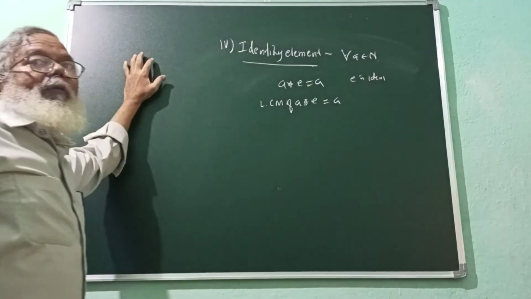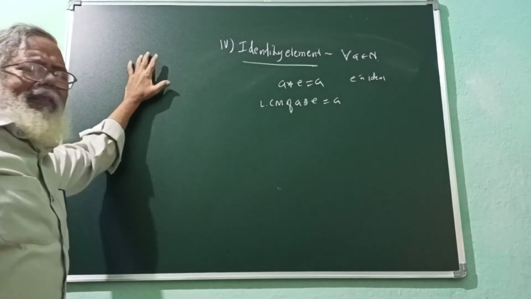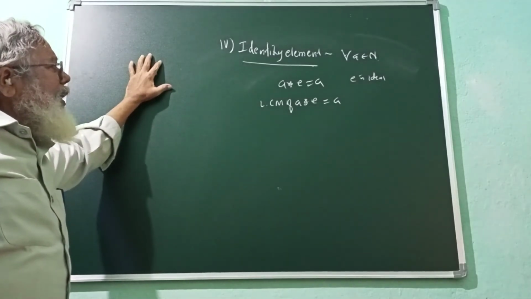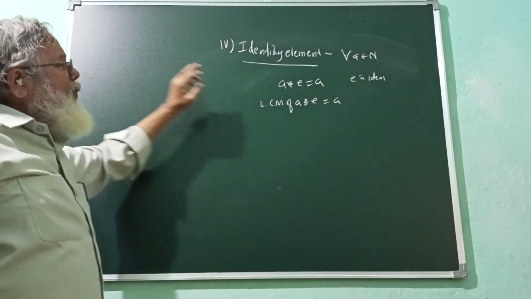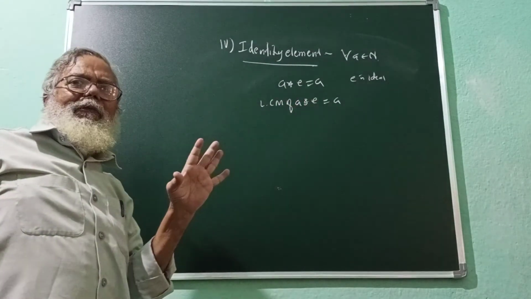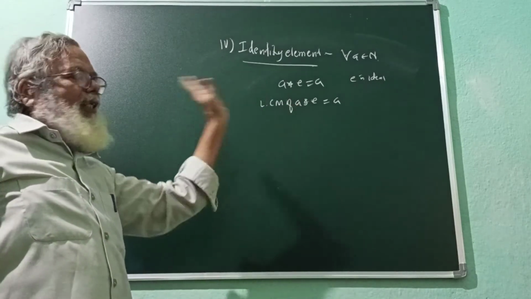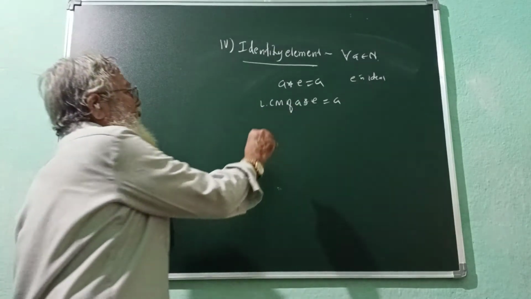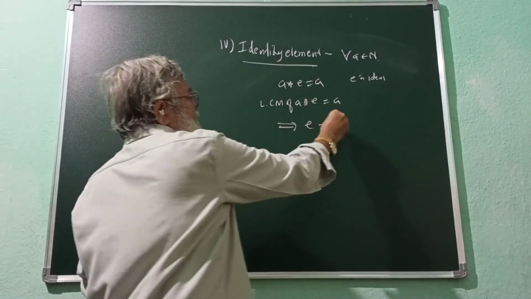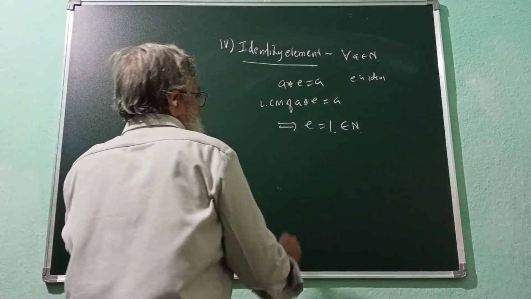Now we see the possibility of the LCM of A and E being equal to A. A is any natural number. So if you take any number, E must be 1 only, because if you take a number other than 1, the LCM will not be equal to the same number. So E must be equal to 1, which is a natural number. So the identity element is 1 here.